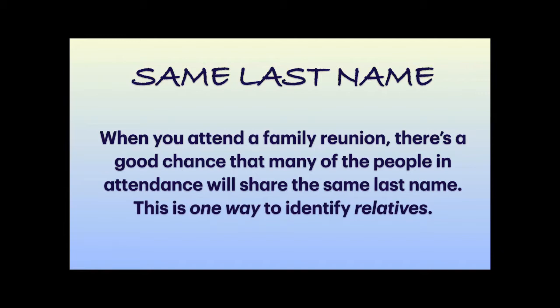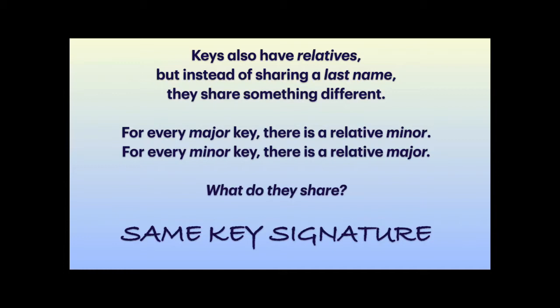When you attend a family reunion, there's a good chance that many of the people in attendance will share the same last name. This is one way to identify relatives. Keys also have relatives, but instead of sharing a last name, they share something different. For every major key, there is a relative minor. For every minor key, there is a relative major. What do they share? Well, it's not the same last name, but it's something similar. They share the same key signature.